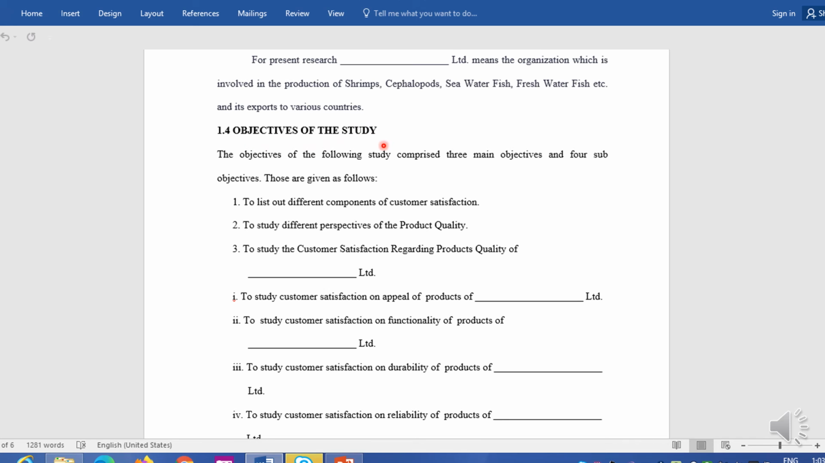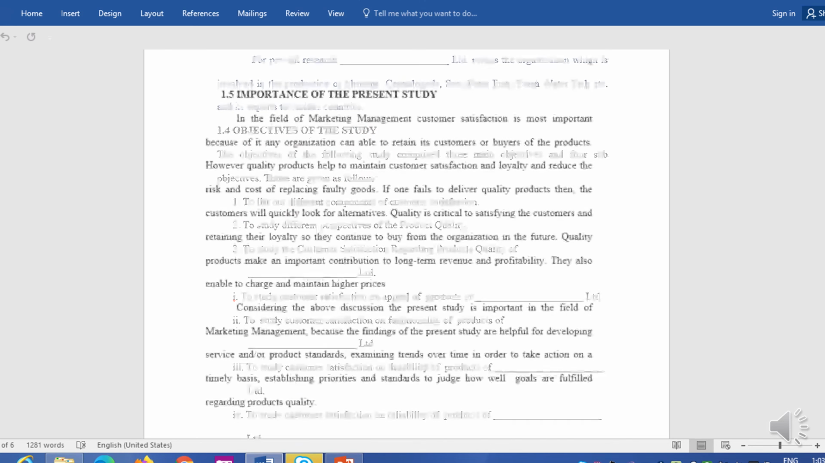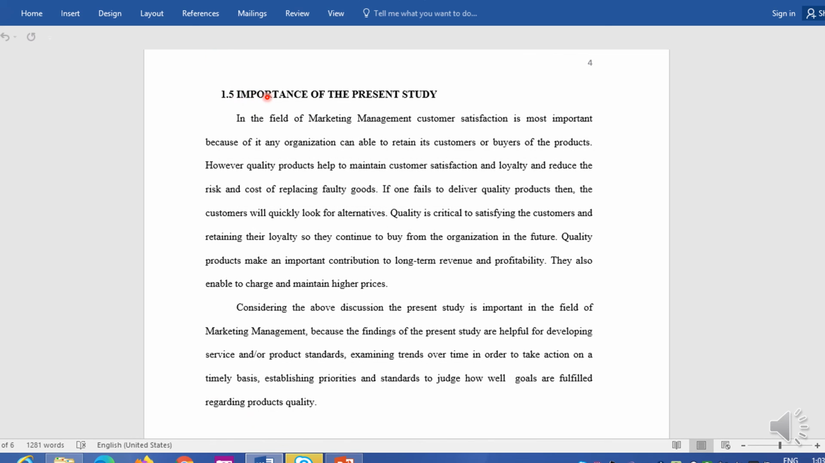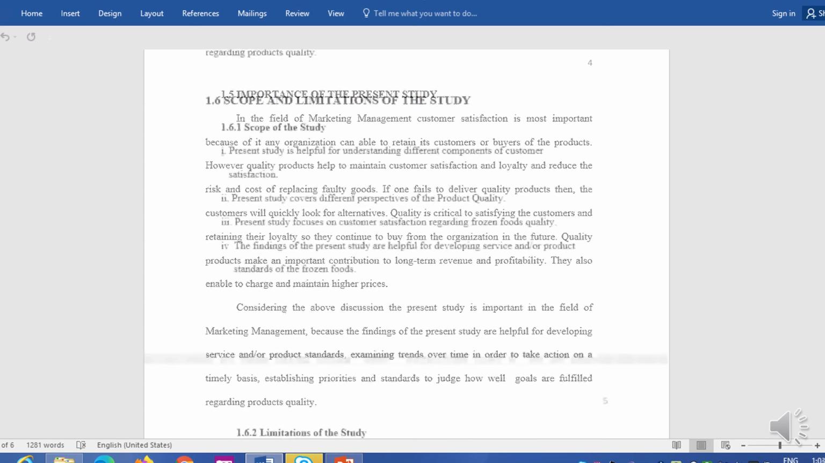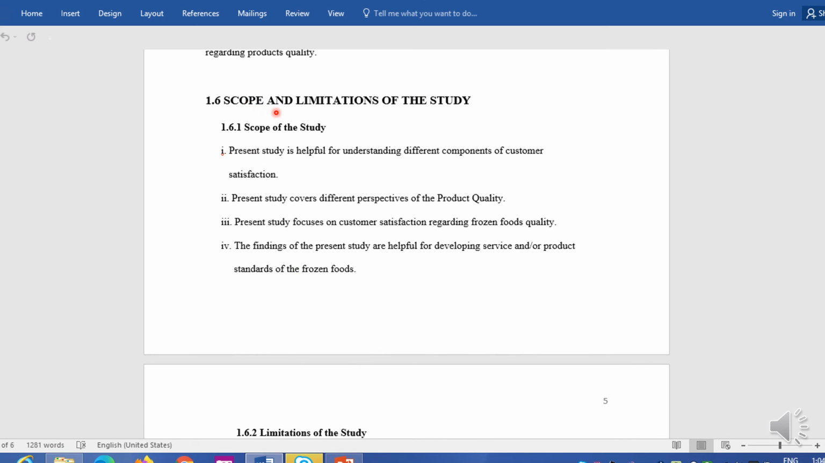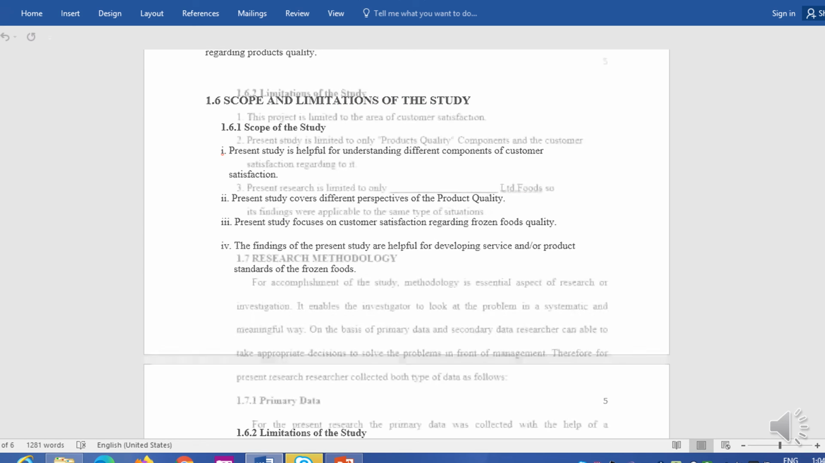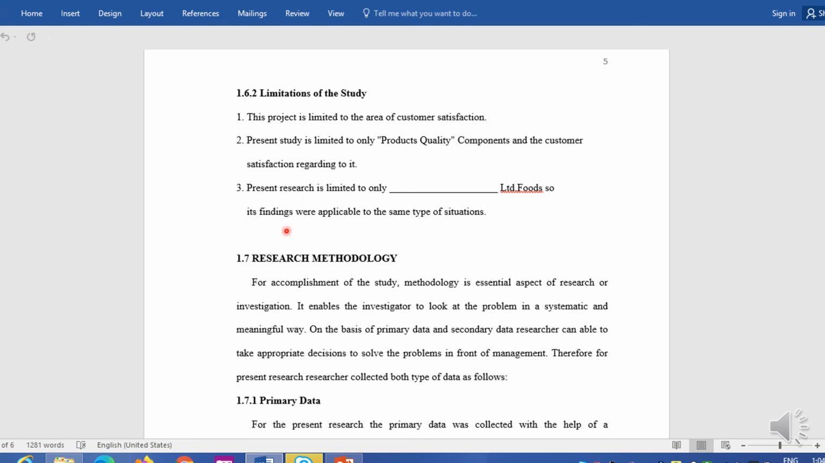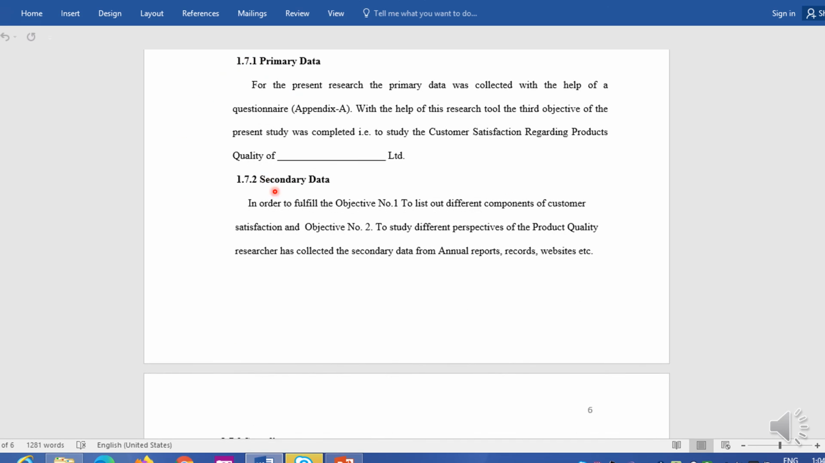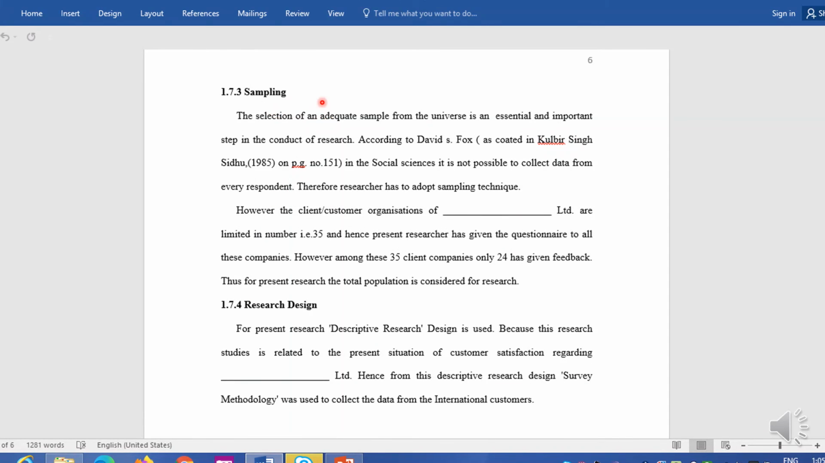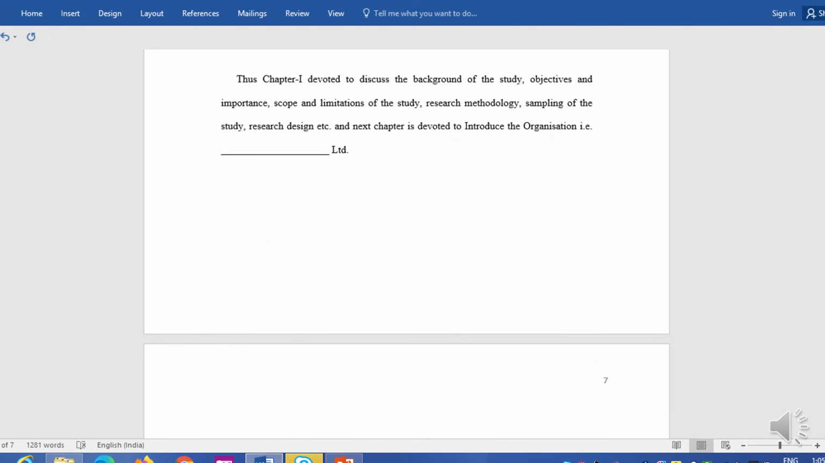Objectives of the study are described. After that, the importance of the study is described. After that, scope and limitation of the study are given, then the research methodology is described, comprising a description of primary data, secondary data, sampling, etc. At the end of the chapter, the researcher has given a closure of the study.